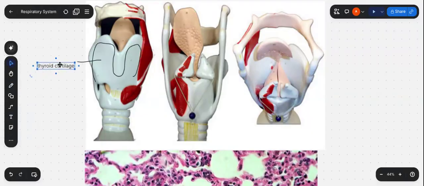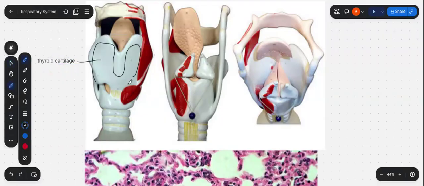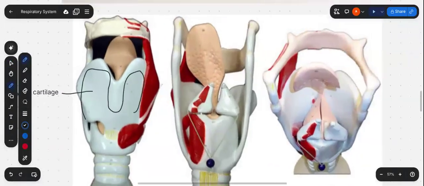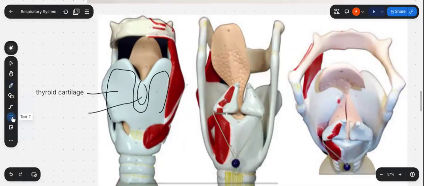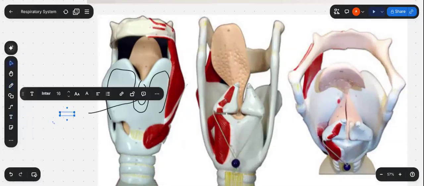And now where the thyroid cartilage comes to a point, so this region over here, especially if you have the model in front of you, you will kind of see that it comes to a point, and that is known as your laryngeal prominence, right over there.